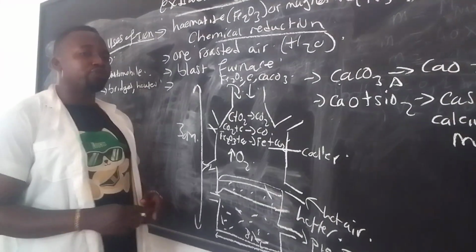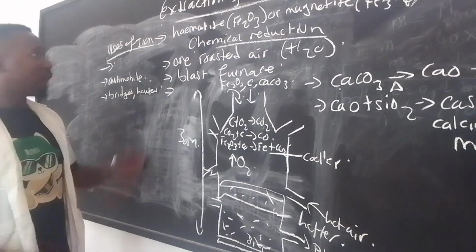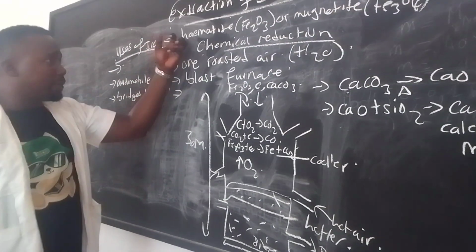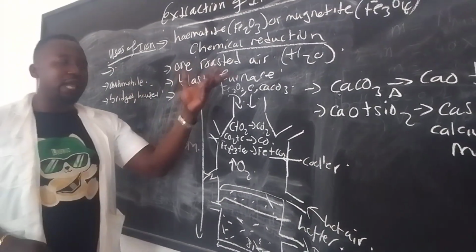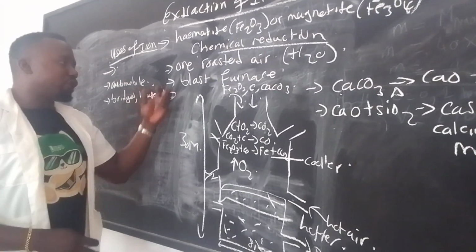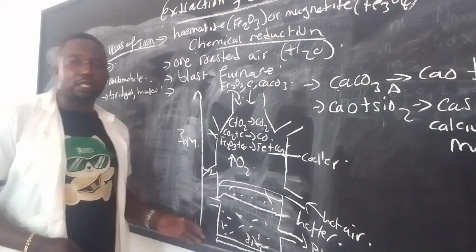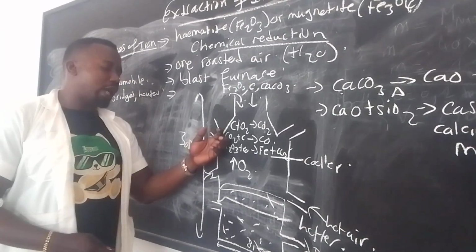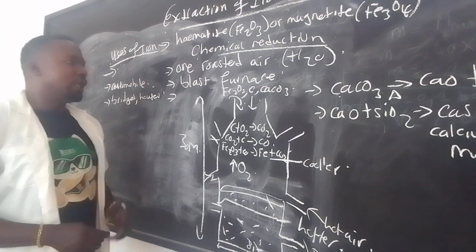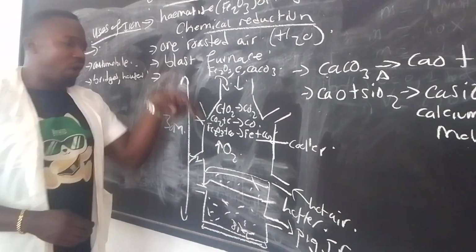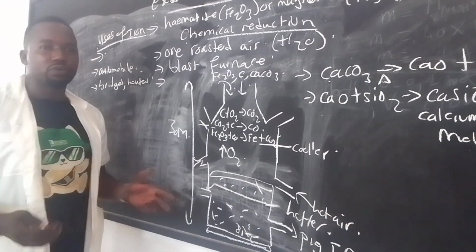As a summary of the extraction of iron: first point, iron is extracted from the two ores hematite and magnetite by chemical reduction. The ore is roasted in air to remove water. The extraction is carried out in a blast furnace. The blast furnace is a tank 30 meters high and 8 meters in diameter. It is cooler at the top and hotter at the bottom, with two openings at the bottom called tuyeres. Coke, limestone and the iron ore are loaded at the top of the blast furnace while hot air is introduced at the bottom through tuyeres.